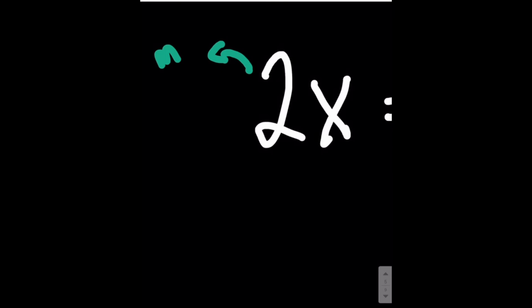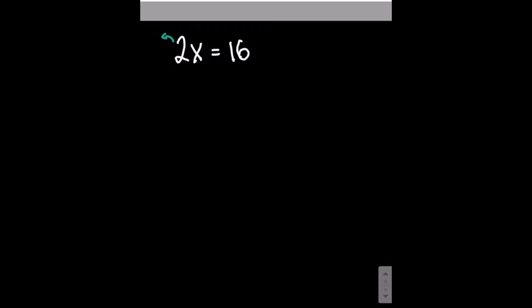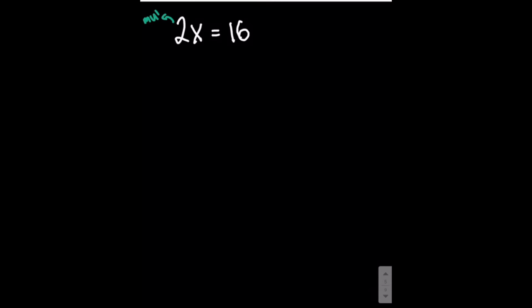You're multiplying. Multiplication. So the opposite of that would be dividing. All I'm going to do is put that bar underneath the division and divide by 2. When I divide both sides by 2, my 2's cancel off, and I'm left with x, and 16 divided by 2 is 8. So x equals 8.